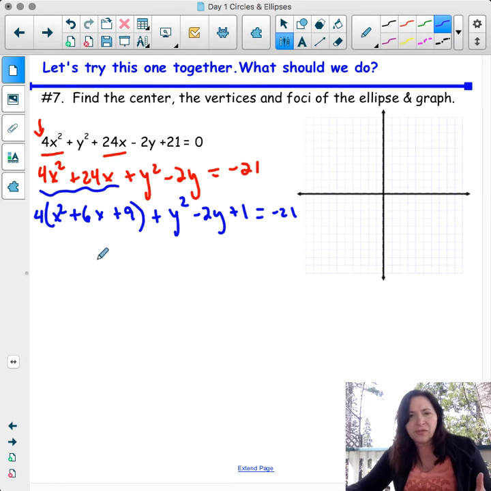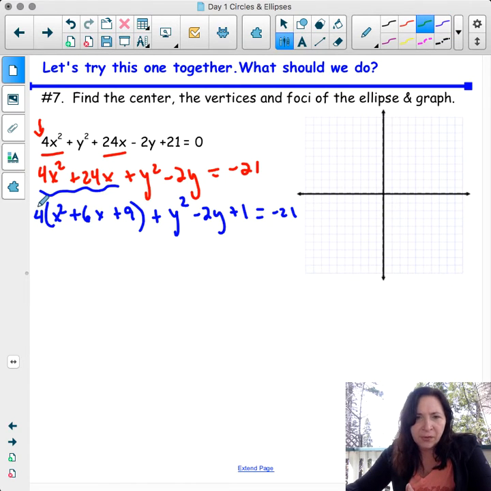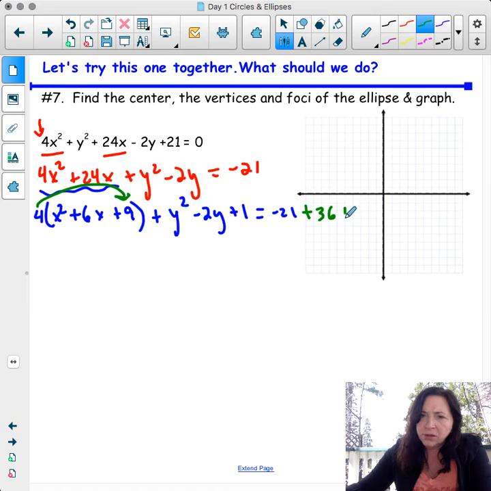Whatever you do to one side of the equation, you have to do to the other side of the equation. Now remember when we temporarily factored out this 4? Well, what we actually added to this equation was 4 times 9, which is 36. So I have to add that to the right side because I added it into the left. In addition, I added a 1 on this left side, so I have to add a 1 here also.